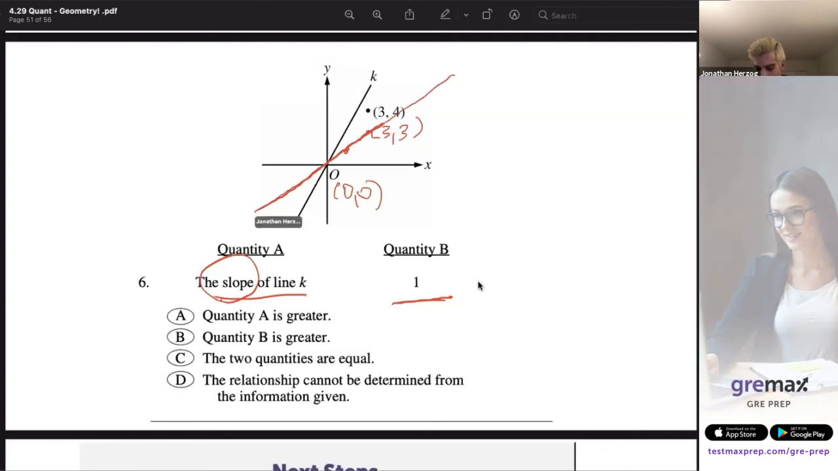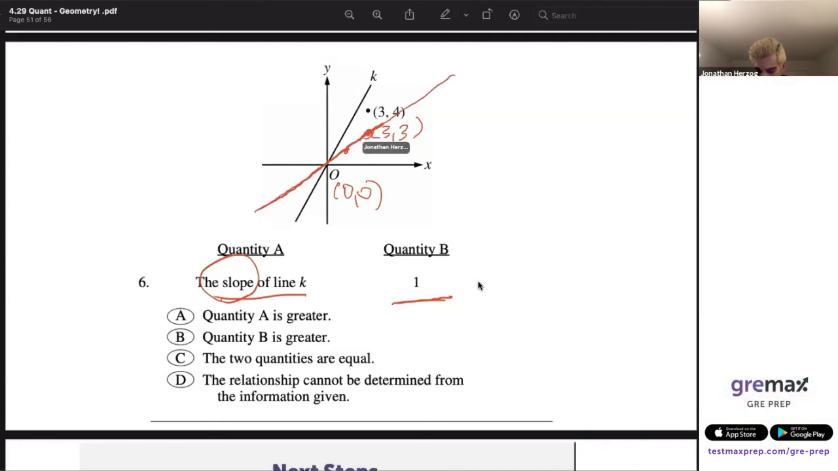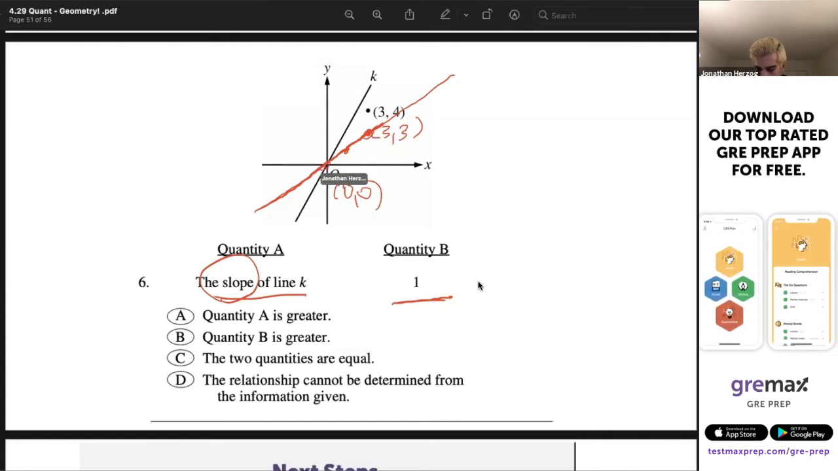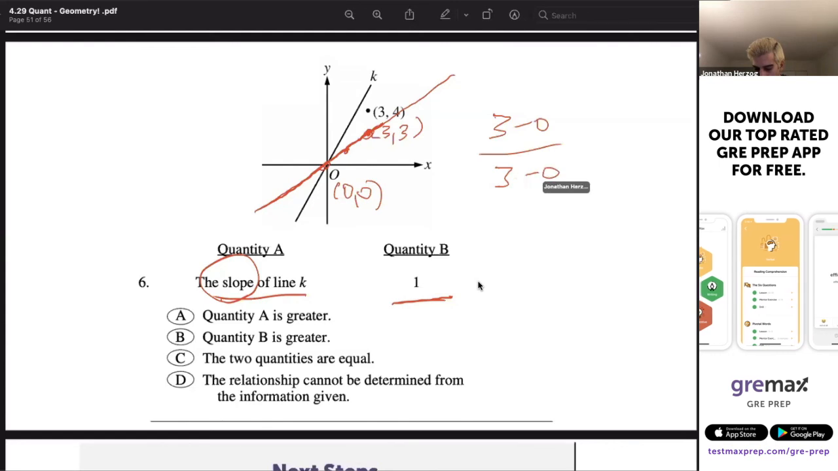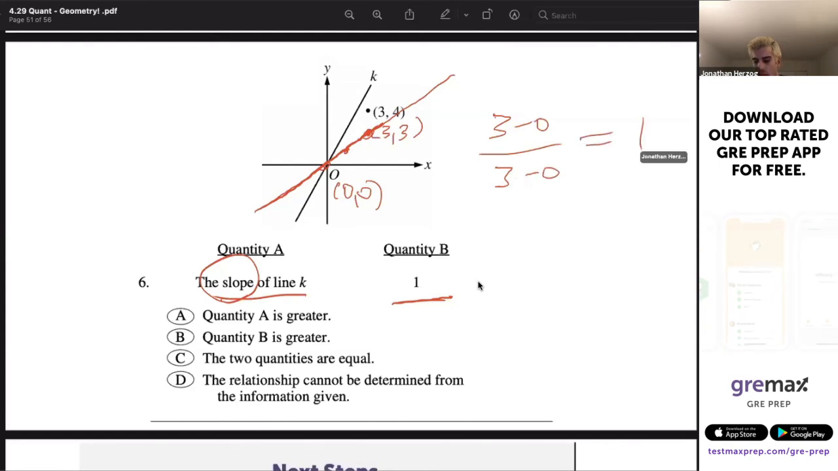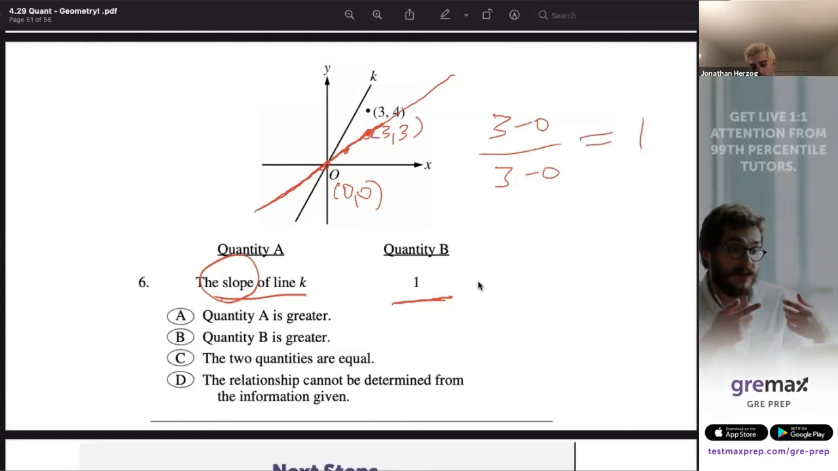Right? It's the line where the change in y would be 3 minus 0. The change in x would be 3 minus 0. So we get a slope of 1. Okay, so that's what a line of slope of 1 would look like.